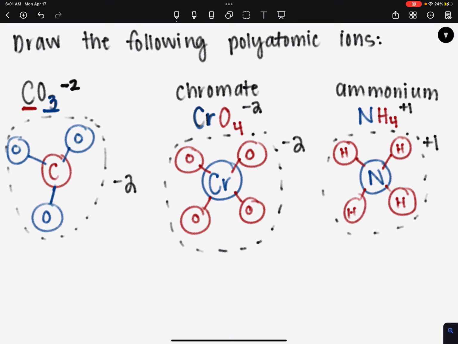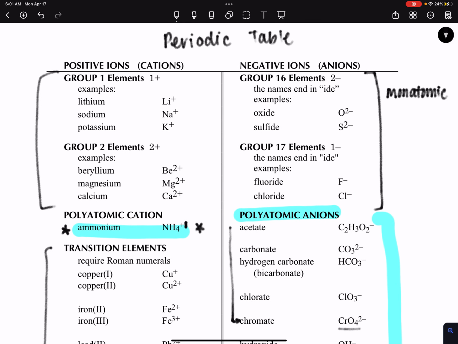So now that we've got some practice drawing polyatomic ions and associating their names and formulas together with our list, go ahead and get some independent practice on the polyatomic ions worksheet 1.